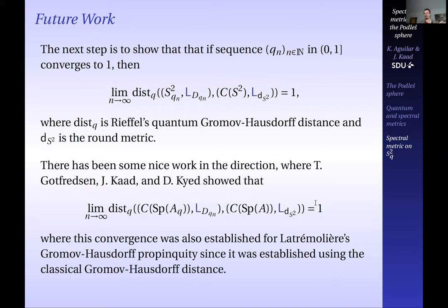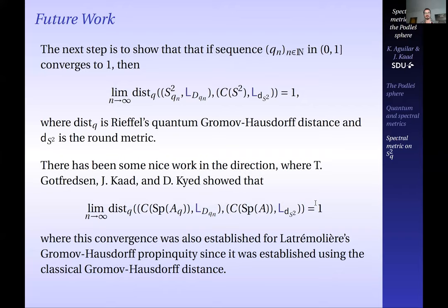Of course, the fuzzy spheres are finite dimensional. These Podleś spheres are compact operators on an infinite dimensional Hilbert space. So they're infinite dimensional, but in the philosophy of deformations, maybe we can show that certain deformations converge. So we do eventually want to show the Podleś spheres converge to the sphere.